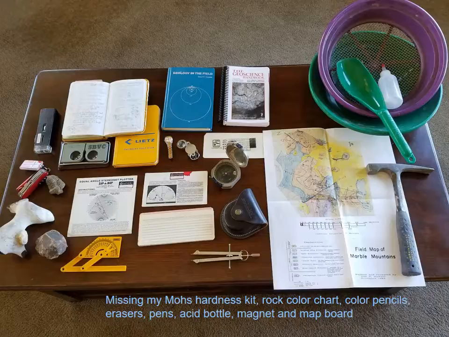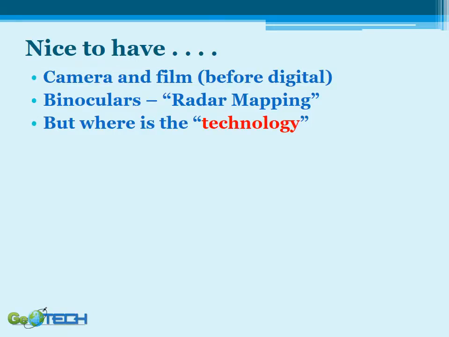I couldn't find my Mohs hardness scale or my color chart, but here's some of the things that I took to field camp with me. Two of the mineral specimens on the left we can talk about later. Nice to have things for the field camp. Of course, the camera was film, now with electrons you take pictures. Binoculars, we used to have a thing against radar mapping, but I think they are very useful.